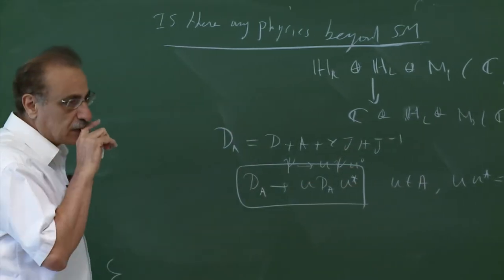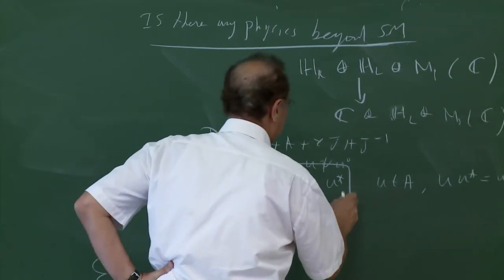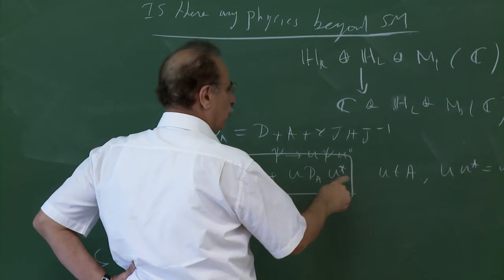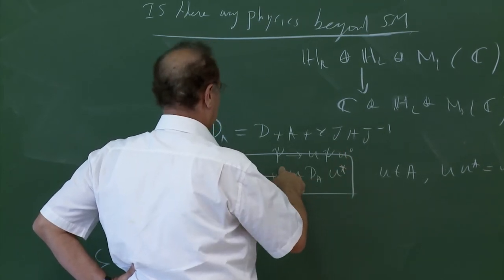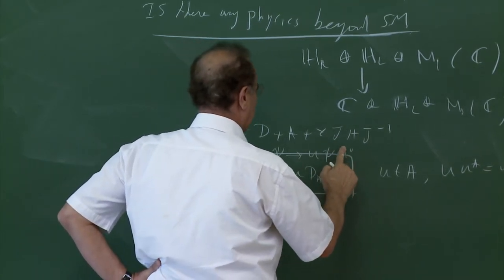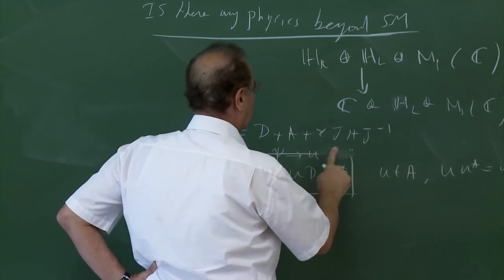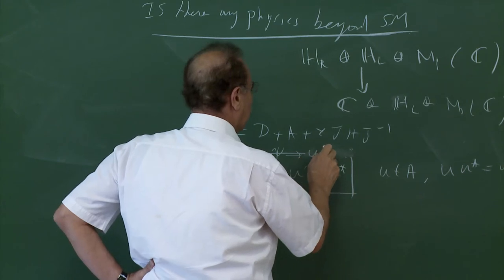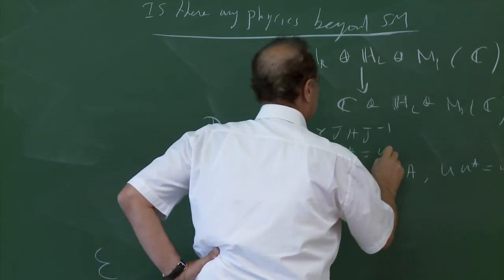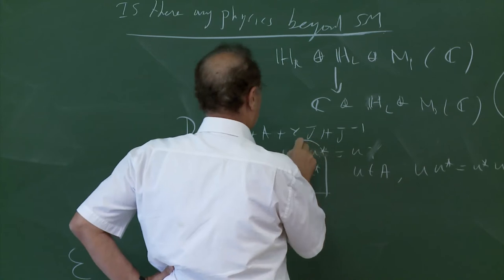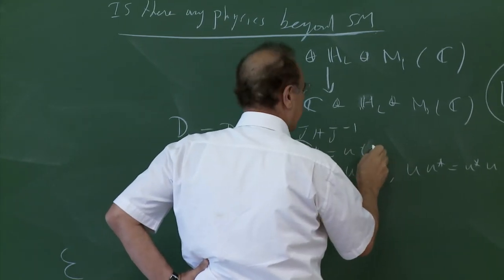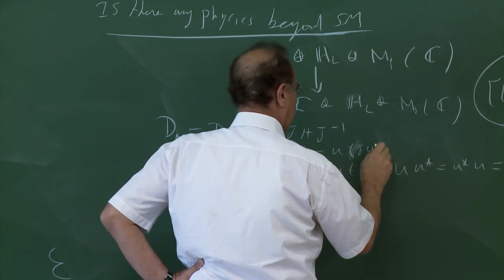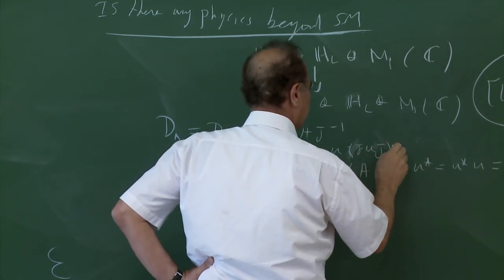Do you act on psi on both sides? Right, you have to be careful. It's not u dA u star psi. It's u j u star. Psi goes to u psi u star, and the action on the right is given by j. So it comes to the right as j: u j times psi.